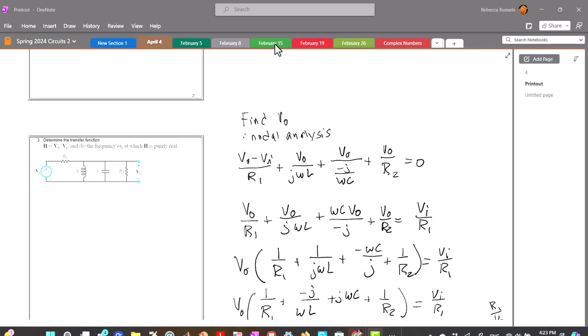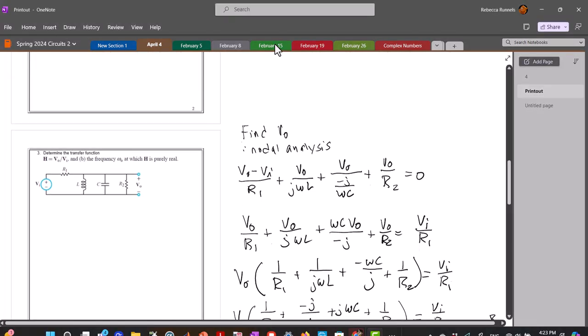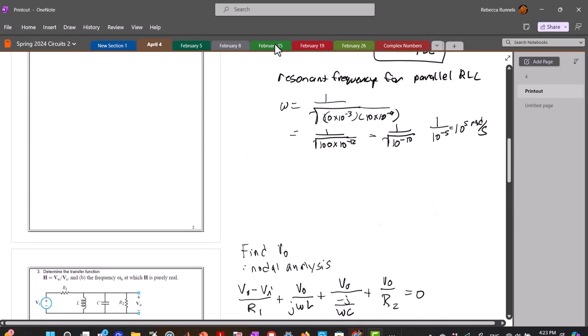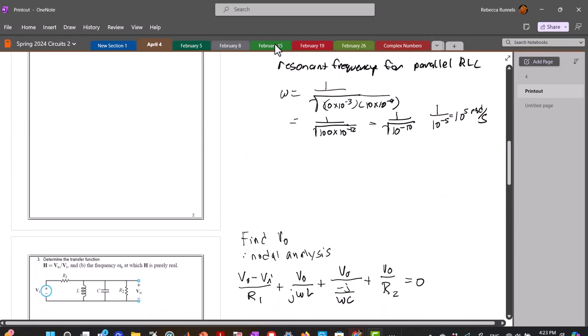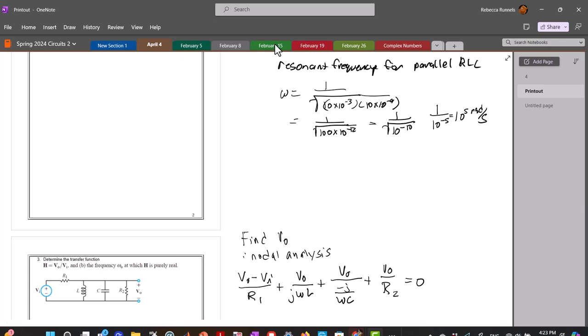Okay, so I wrote this next one out while the previous one was uploading, so you don't get to listen to me write it out, but I will talk about it. We're supposed to find the transfer function Vout over Vin, and that's H, and find the frequency omega naught at which H is purely real.